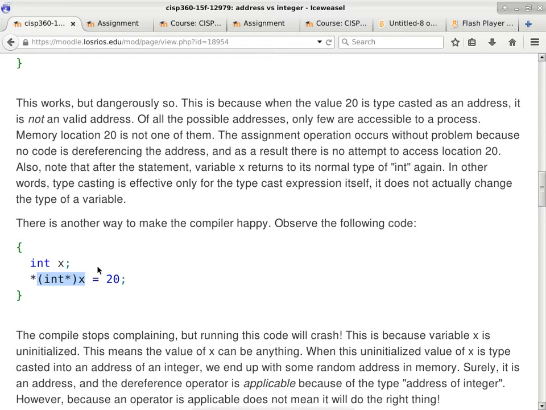Yep. How is it uninitialized when it says x equals 20? But that's not what it's saying. It is saying use the value of x as an address, follow that address, and store 20 to that location. That's what it's saying.